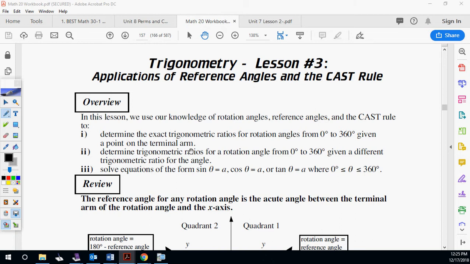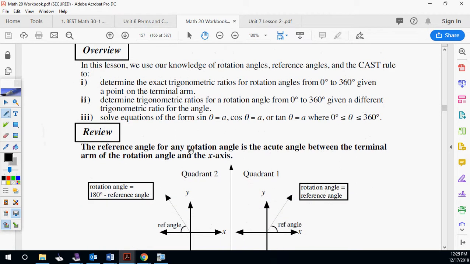Okay. So in this lesson, we're going to determine the exact trig ratios for rotation angles 0 to 360, given a point on the terminal arm. We're going to determine trig ratios for rotation angles 0 to 360 from a different trig ratio for the angle, and then we're going to solve equations in the form of sine theta equals something, cos theta equals something, and tan theta equals something. So it's going to be the inverse stuff. We did talk about that a little bit already.